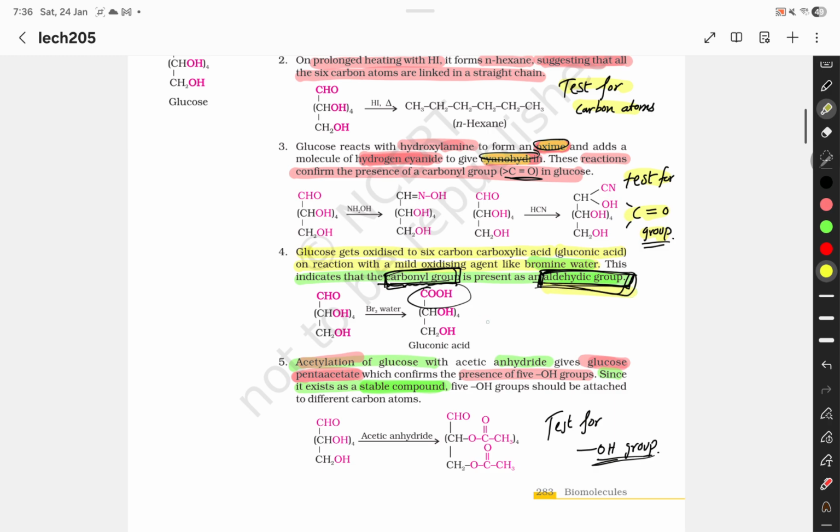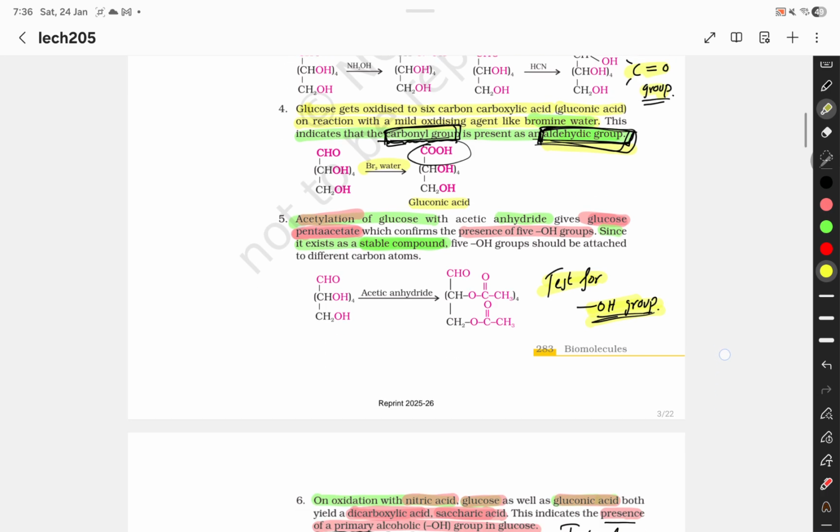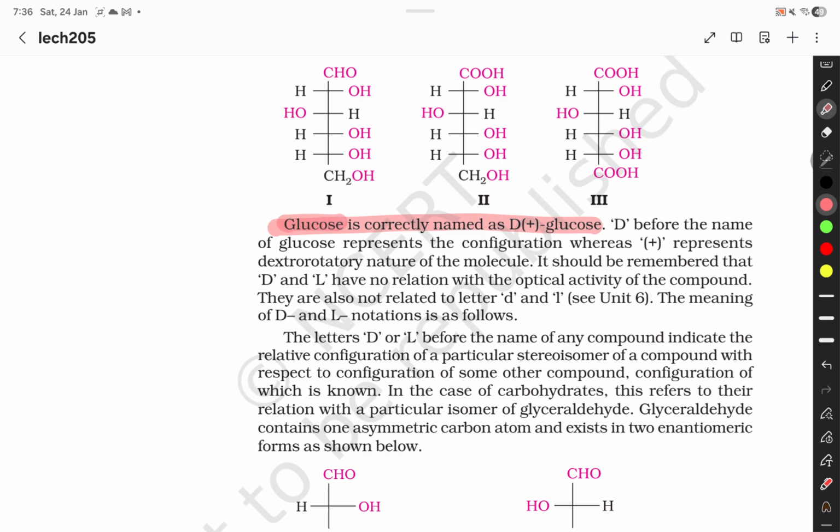Third test is the test for the aldehyde group, where we use Br2 water as an oxidizing agent. Fourth test is for the presence of five OH groups. Fifth test is the test for the primary alcoholic group, because we are oxidizing this as well. So glucose is always D plus glucose.